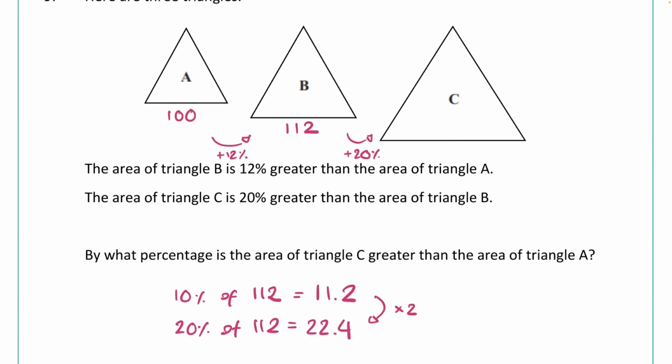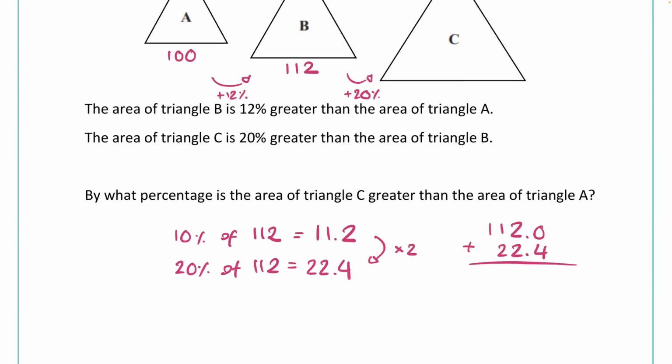And that's what's going to be added on to triangle B to create the area of triangle C. So if I do 112 plus that 22.4, being careful here to line these up, 112.0, and if we add these together, we get 0.4, 2 and 2 makes 4, 2 and 1 makes 3, so it's 134.4, and that is the new area of C, of course, if A started as 100.